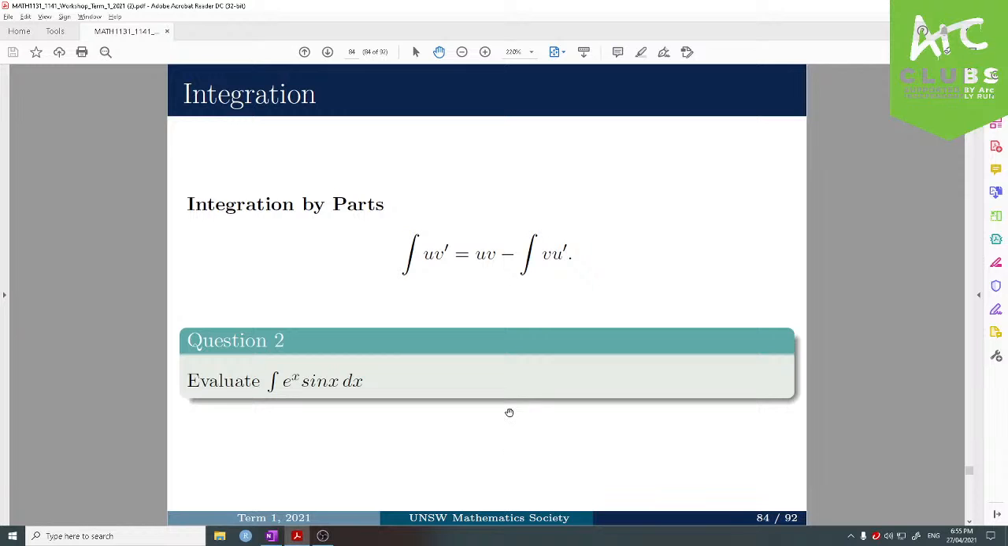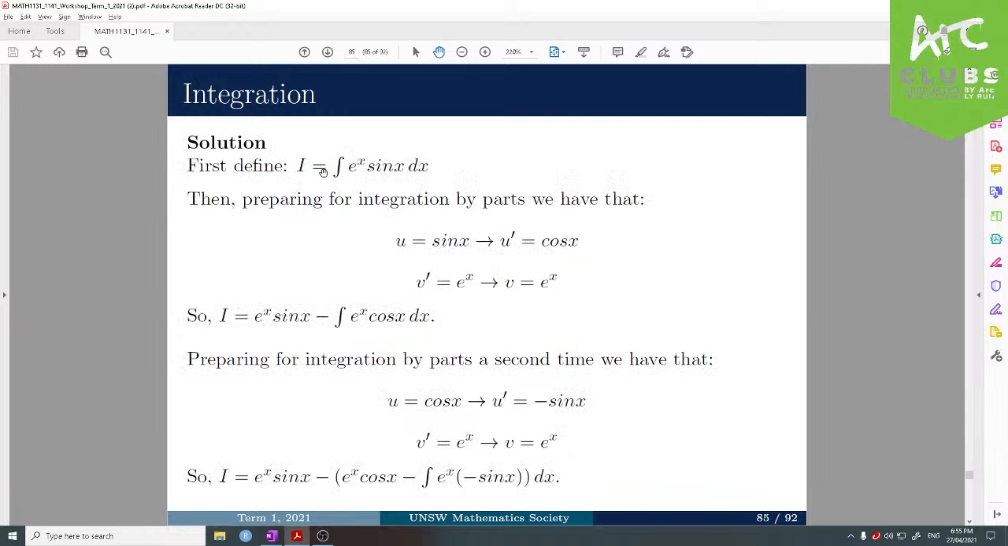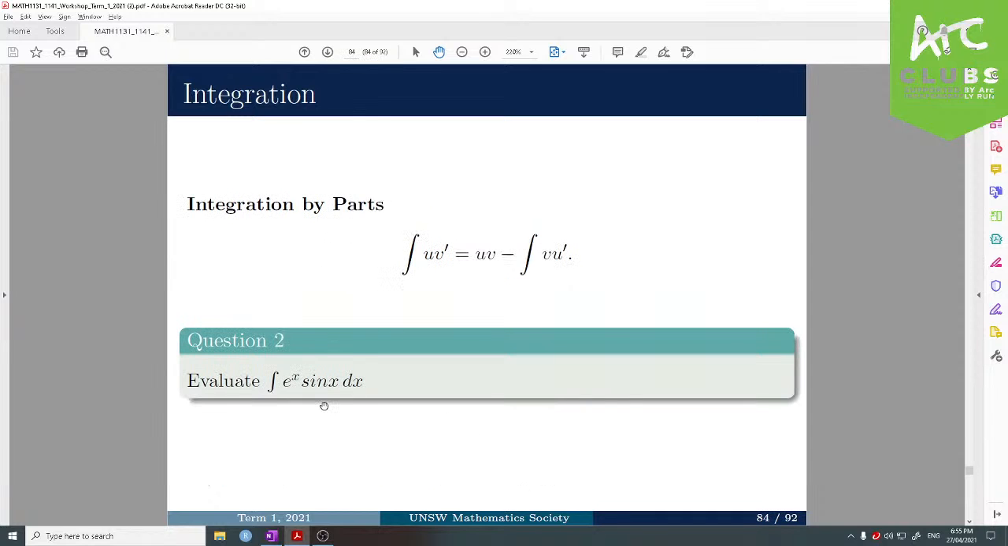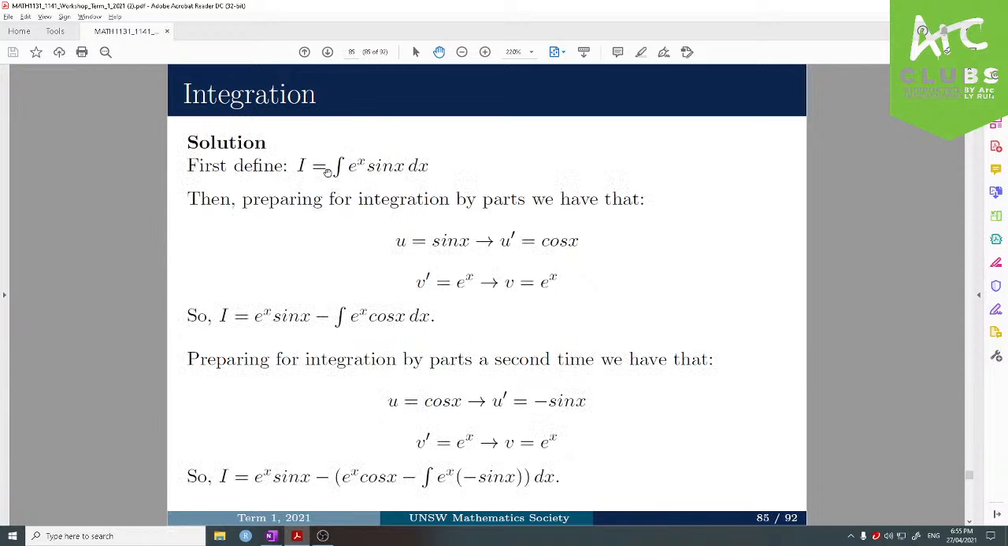So the first thing we're going to do is define this integral as the capital letter I. Not all integration questions will require this, but for this particular question, this is useful because in the end, we will end up with another I term on the right hand side, which we can then rearrange to solve for I, right? But that's only because this question is designed the way it was. So sometimes the questions don't require you to define it as I, because doing integration by parts one time will be enough already.